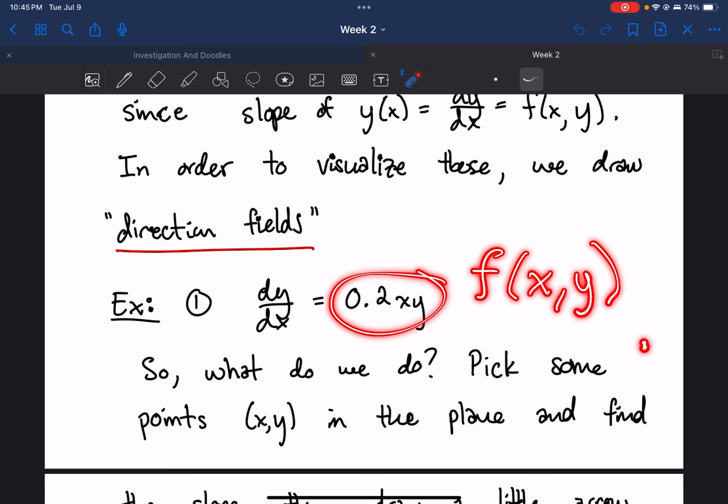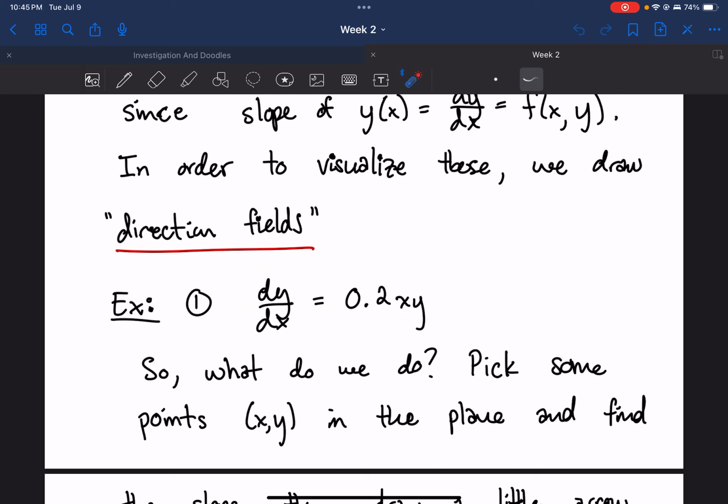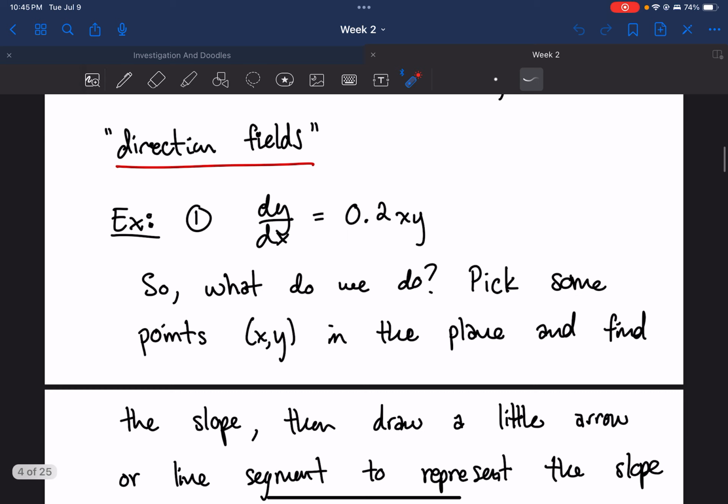So let's imagine what's going on here. At every point x comma y, we can plug that pair into this function f, and that will give us the slope of the solution at that point. So how do we do this? Well, we're going to pick some points x, y in the plane, and we're going to find the slope at that point using this function, f of x and y.